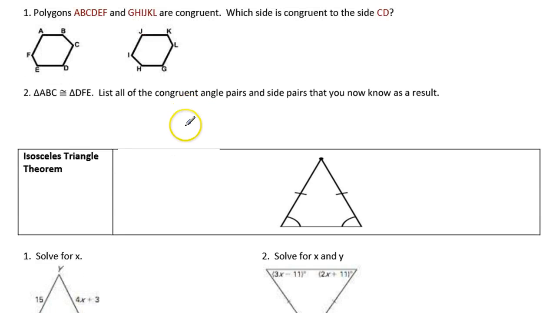So let's jump into some practice here. We have polygons ABCDEF and GHIJKL. We're told that they are congruent. So this shape and this shape are the same exact shape and the same exact size. So which side is congruent to CD? Well, C is the third letter, D is the fourth letter. So then the side that's going to be congruent to that is going to be the third letter I, fourth letter J. So CD is congruent to, or I will just say equal to for sides, IJ.